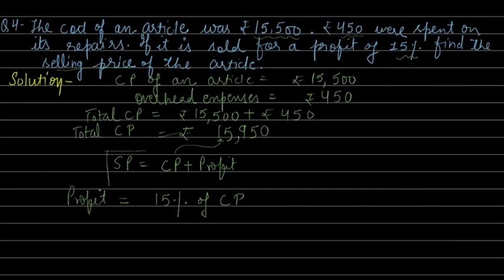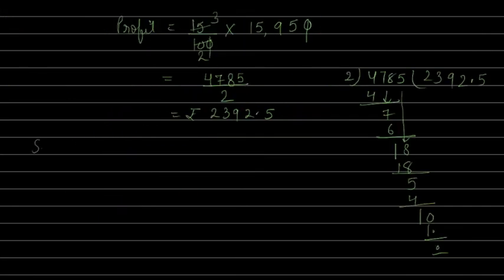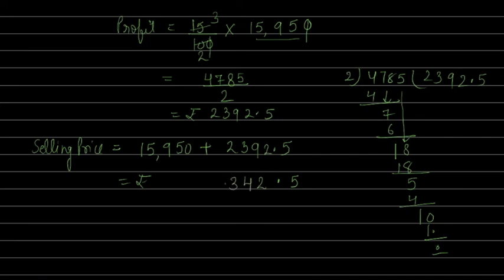Now what we have to calculate? We have to calculate selling price. Selling price is CP plus profit. So let's calculate selling price. CP plus profit. CP was 15,950 plus the profit, which we have calculated as 2,392.5. So let's add it. This will be of course 0.5 as it is. How much it will be? 2. Then this will give you 4, 3, 8 and 1. So you are getting this much, 18,342.5 rupees. This will be the selling price.